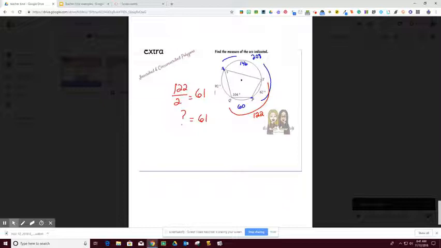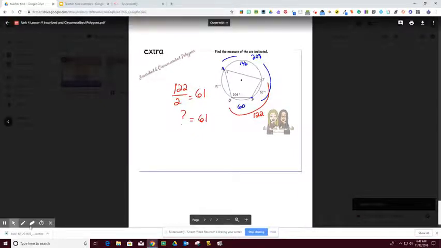So it's important to make sure that we understand what our values are. Let me show you what I mean. If this is 61, then this measure right here is going to be 180 minus 61. And 180 minus 61 is going to be 119. So this angle right here is going to be 119.